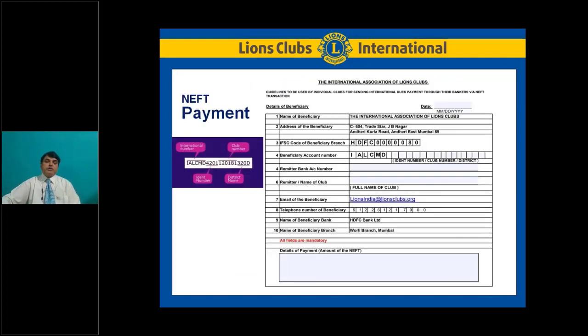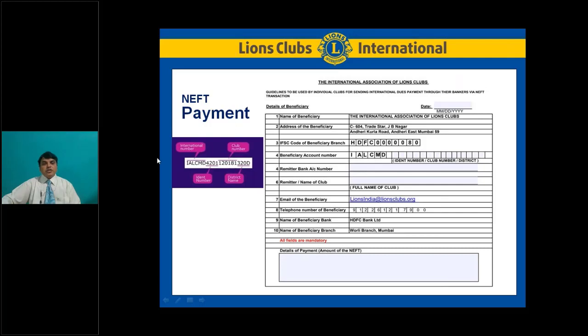Actually, coming to NEFT payment, many of the club officers have a lot of confusion whenever they are going to pay by NEFT. Whenever they go to the bank, first they need to give the name of the beneficiary, that is the International Association of Lions Clubs, the address of the beneficiary, that is our South Asian Secretariat address, and the IFSC code. Now our South Asian Secretariat is using HDFC Bank, so you need to give the HDFC IFSC code and the beneficiary account number. This plays a vital role.